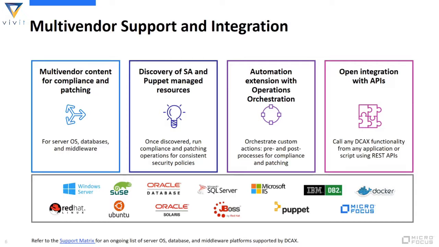For example, if you were using Micro Focus's hybrid cloud management solution for your provisioning, you could set up an API call from HCM to DCA in order to configure ongoing patching and compliance on day one for newly provisioned resources. Now that we've seen an overview of some of the features and capabilities of DCA, let's go through a quick demo of how you can use these features to take a proactive approach to securing your data center.